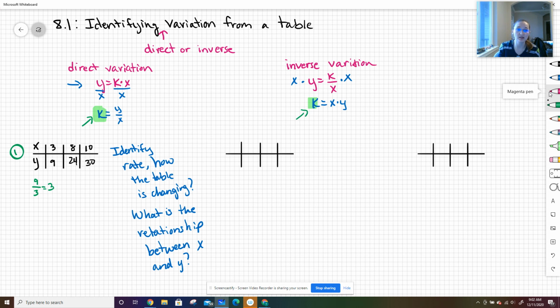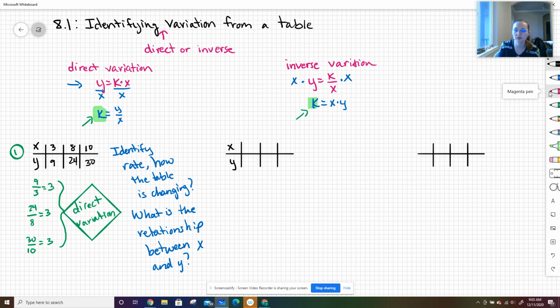So then I need to take 24 divided by 8, that's 3, and 30 divided by 10, that's 3. Since all of these divisions gave me the same constant, that means that this is a direct variation. Close enough. So let's take a look at another example.